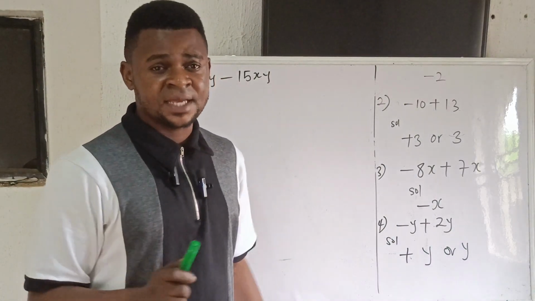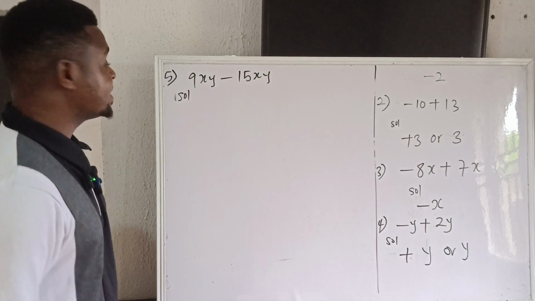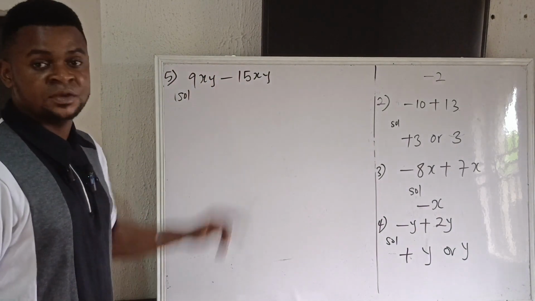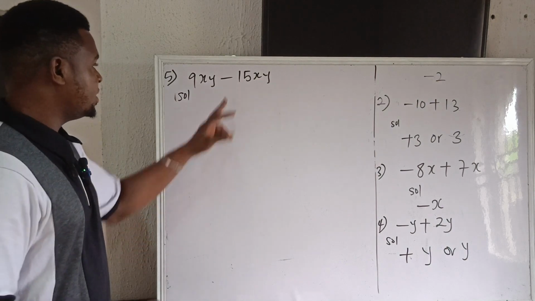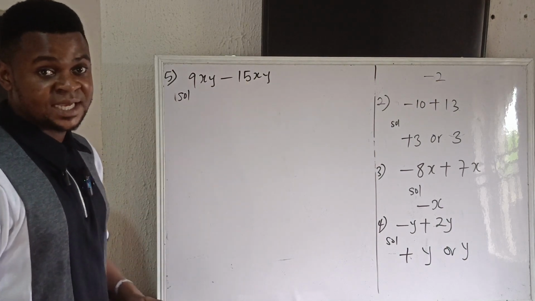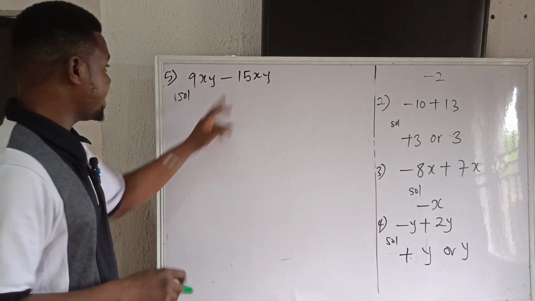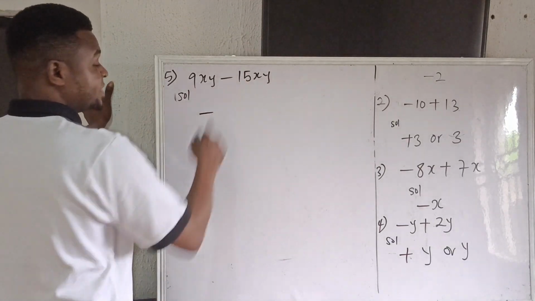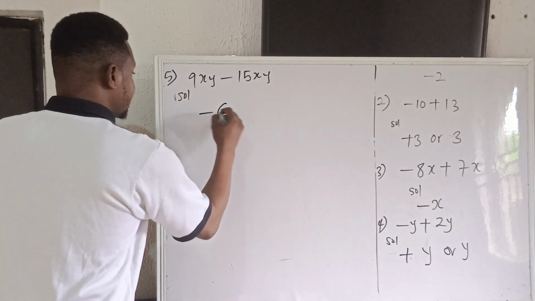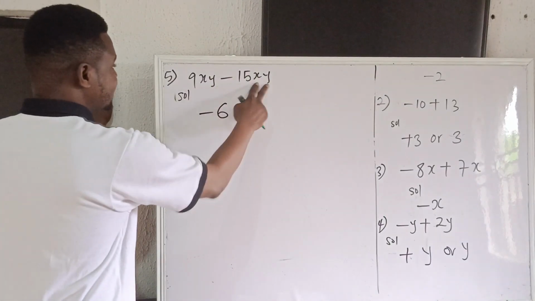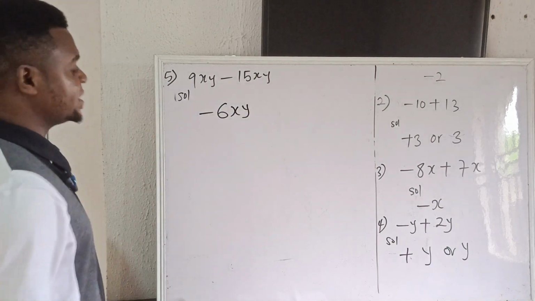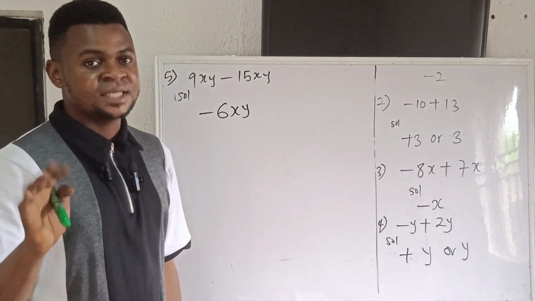And since they have different signs, the rule says that we should pick the sign attached to the larger number and subtract. So between 9 and 15, which one is larger? Then you find out that 15 is larger, and the sign attached to 15 is what? Minus. So I'm going to be selecting minus. Take away 9 from 15, you are going to get 6. Then you attach back the similar variables. So I'm going to have x, y. Are you getting that now? So the answer is minus 6xy.